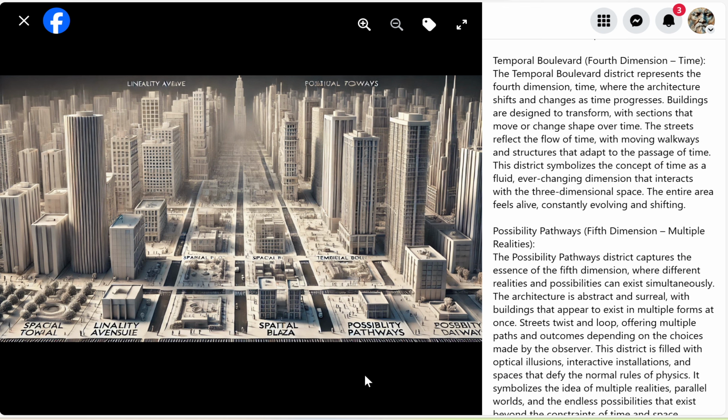Urban design. Moving walkways, changing streets, and temporal sculptures that evolve throughout the day dominate the district. The entire urban layout shifts and reshapes itself, reflecting the passage of time.